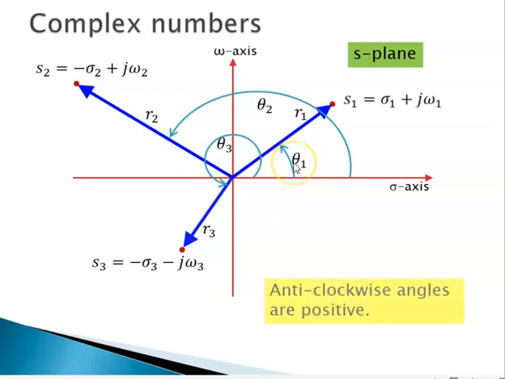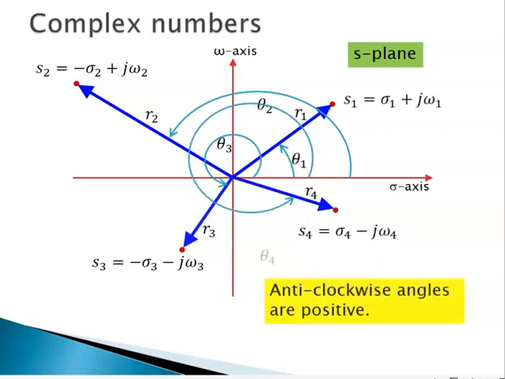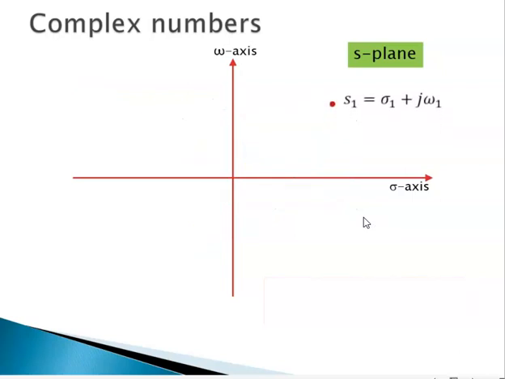You can see that theta 1 is less than 90 degrees, theta 2 is less than 180 degrees, theta 3 is less than 270 degrees, and if you have a fourth complex number, the angle theta 4 is less than 360 degrees. We can also specify angles in the clockwise direction as shown over here.